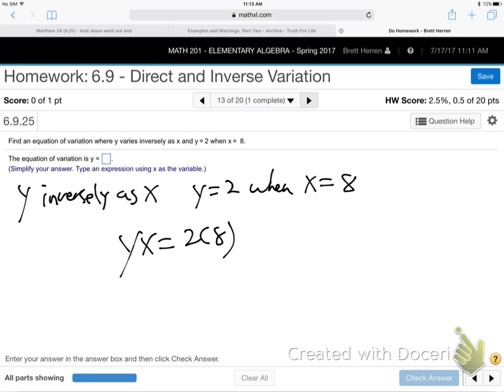And then, so that's y times x is 16. They want y alone, right? So divide by x. There it is. Y is 16 over x, done. Easy, good? Is your favorite word problems?